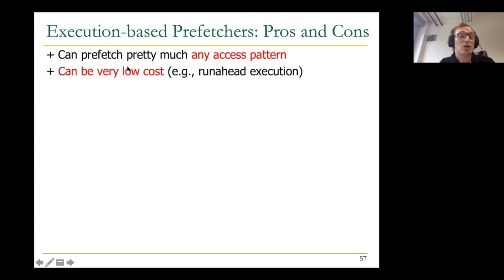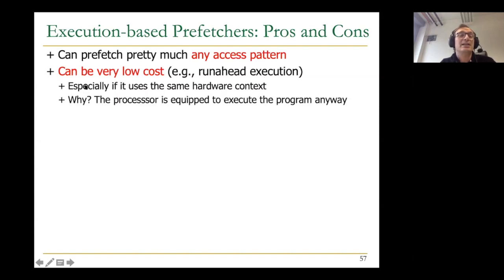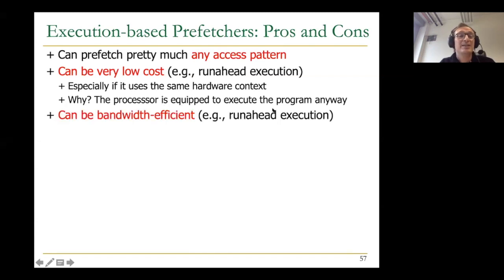And it can be very low cost, like Runahead execution. This is especially true if you use the same hardware context, and the reason is the processor is equipped to execute the program anyway. But even if you use some other context, some other core, it can be relatively low cost because the system is equipped to execute the program anyway.